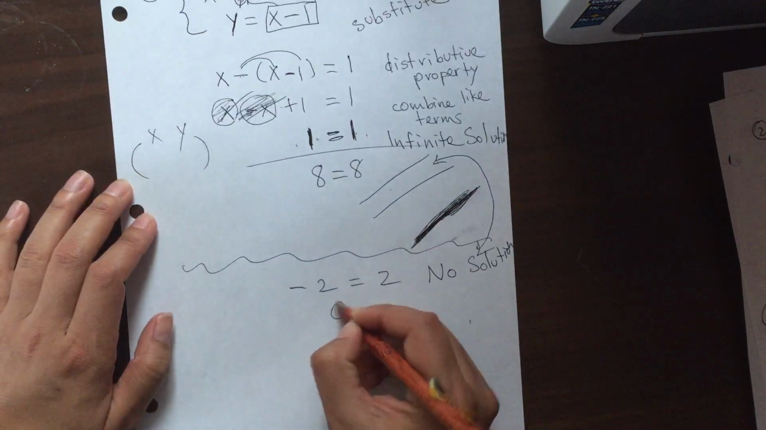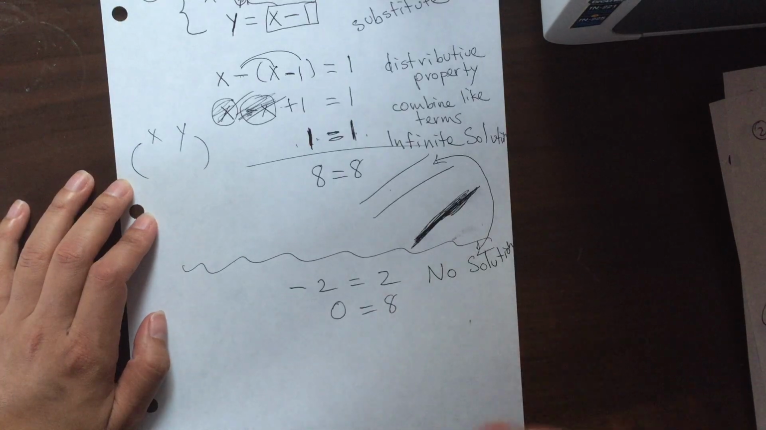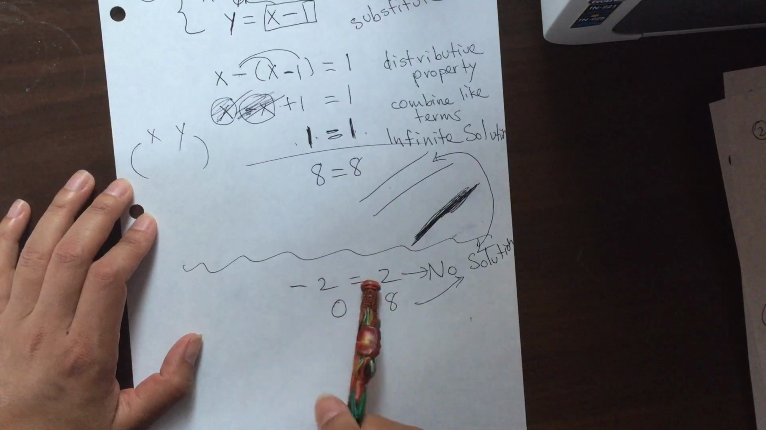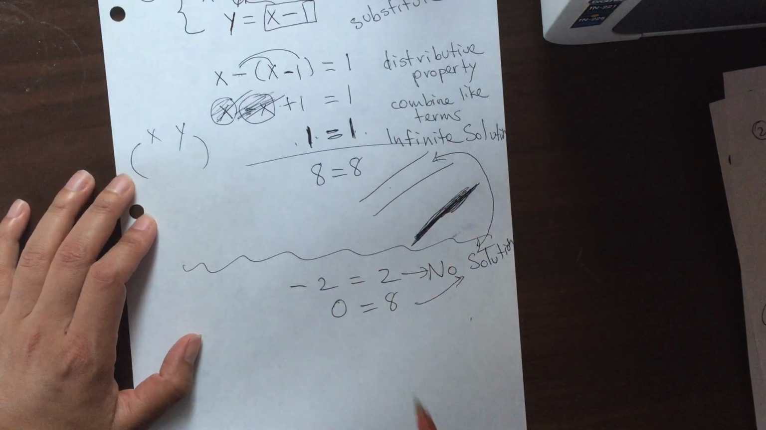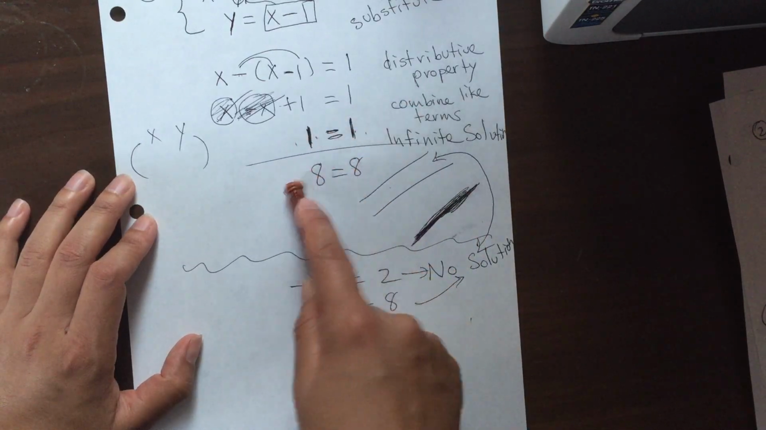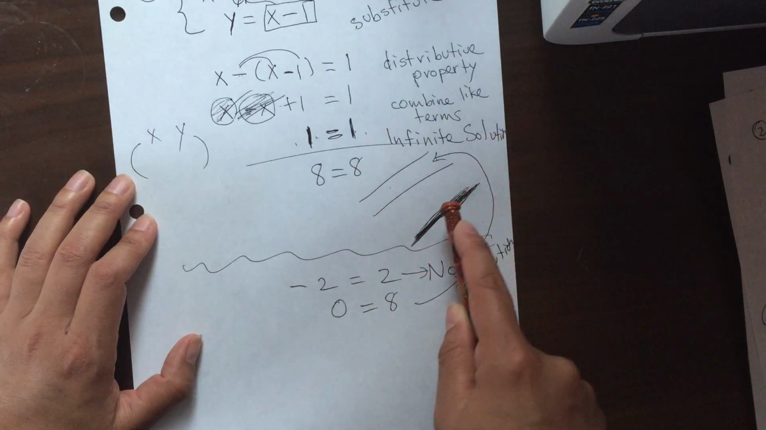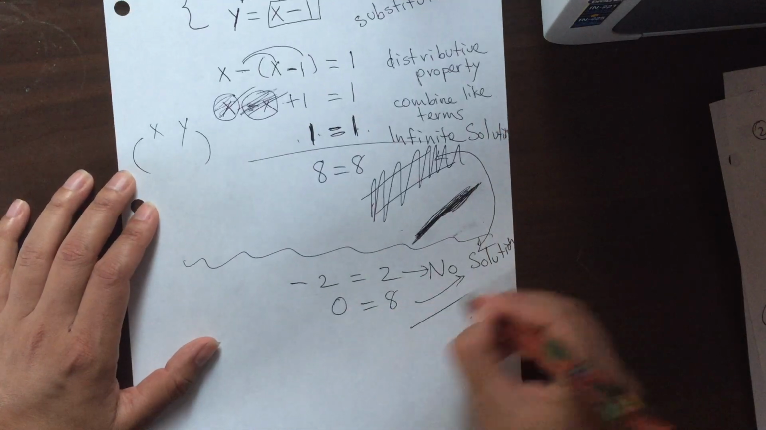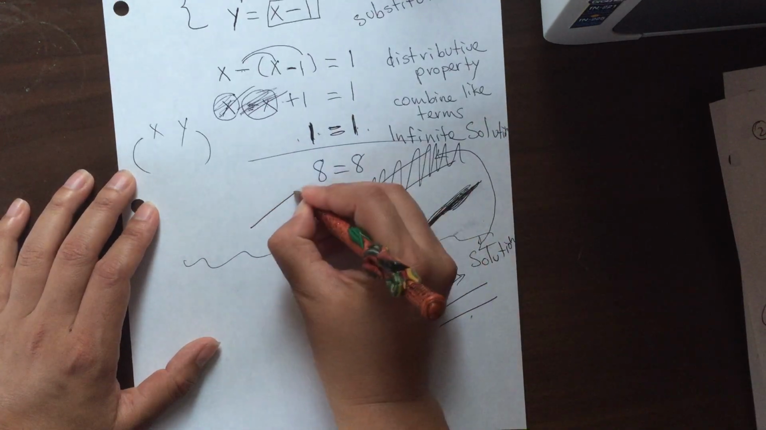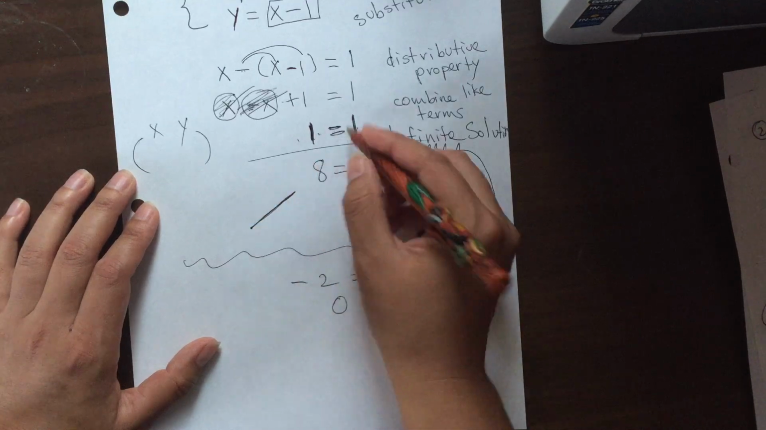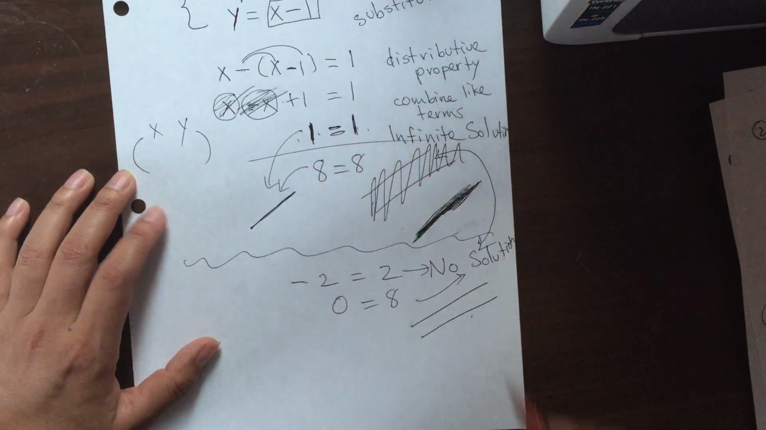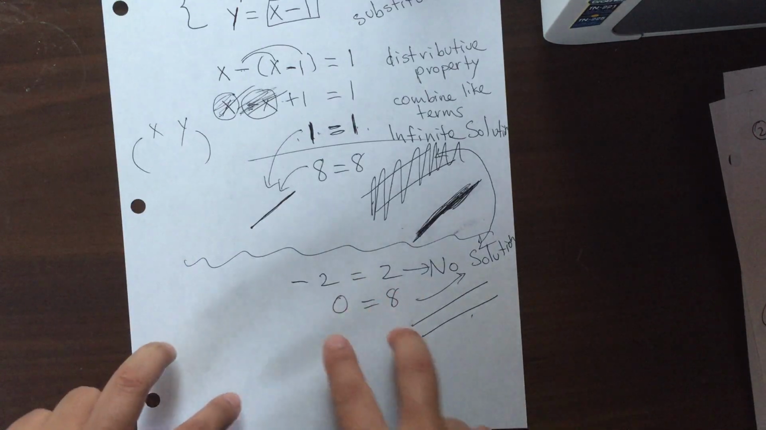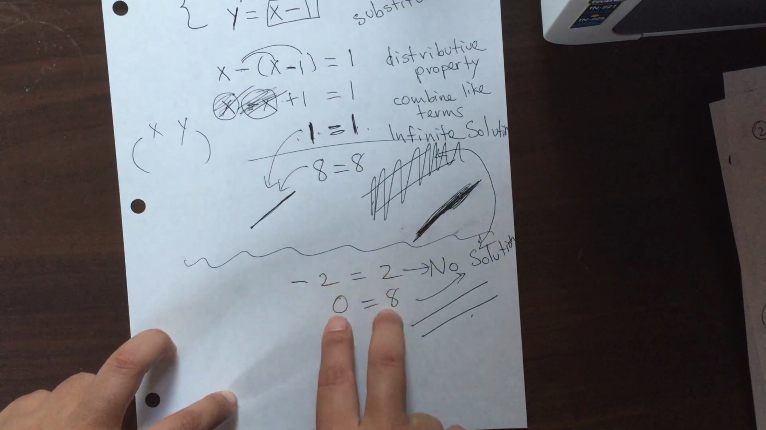So you can sometimes have 0 equals 8, for example. That will be no solution. Or they have the same number but different sign, no solution. Okay? But same sign and same number, infinite solutions, lines overlap. I guess I should just scratch this one and say that these are no solution and these are infinite solution. Okay? These two are infinite solution. These two are two examples of no solution because they are different.